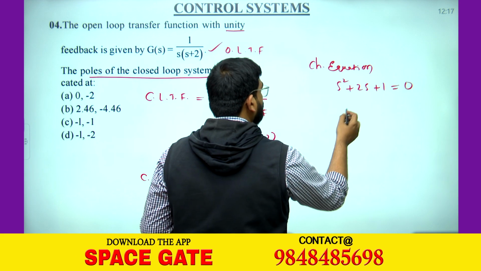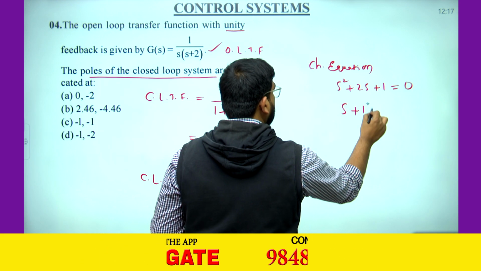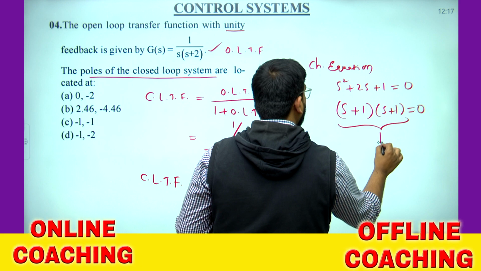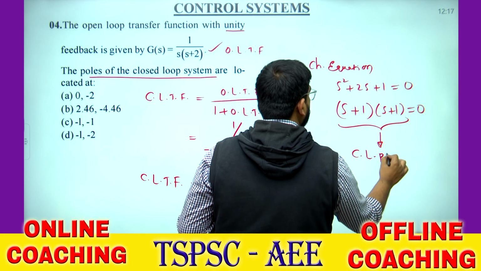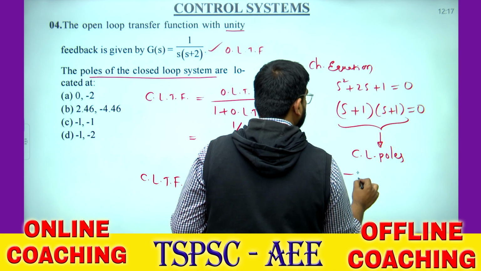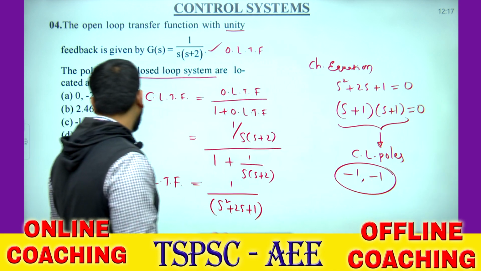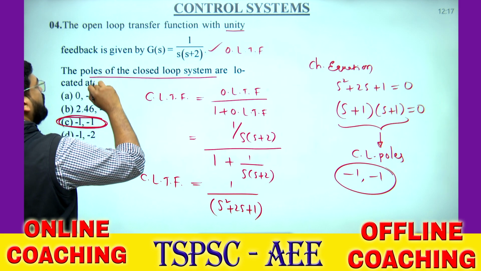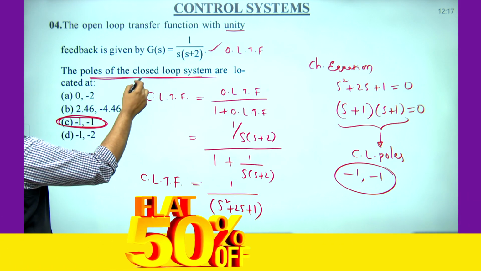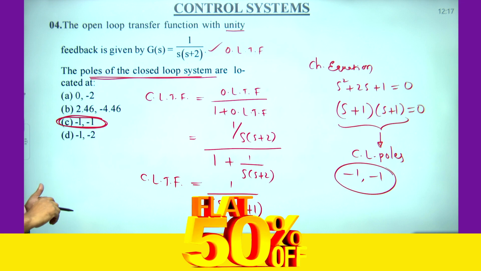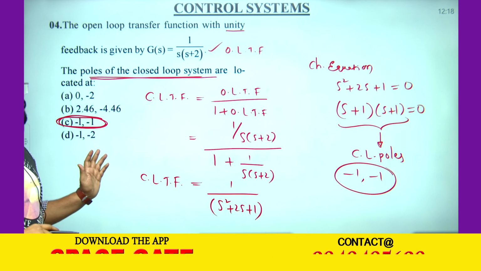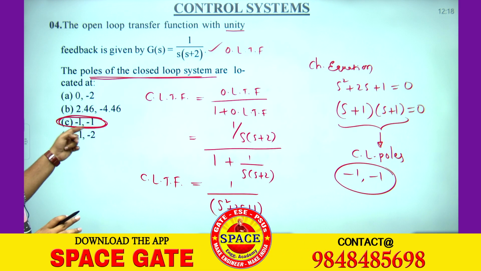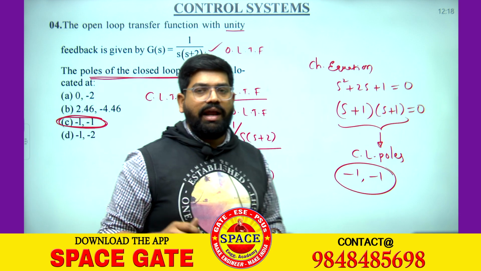This is the characteristic equation, that is the denominator of the closed loop transfer function. So, now if you find the roots, you can write it as s plus 1 into s plus 1. From these roots only we get the closed loop poles. So, here, what are the closed loop poles? Minus 1, comma, minus 1. So, which is there in our options? This must be the correct one. So, do not be in a hurry, check the statement clearly: poles of the closed loop. If they ask for poles of the open loop, you can select 0 and minus 2, but the question is to find the poles of the closed loop system. So, if you go with that, minus 1, comma, minus 1 is the right option.